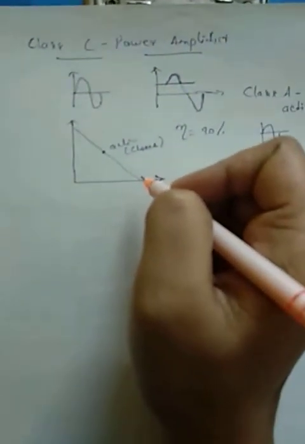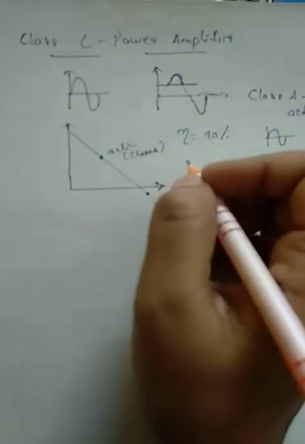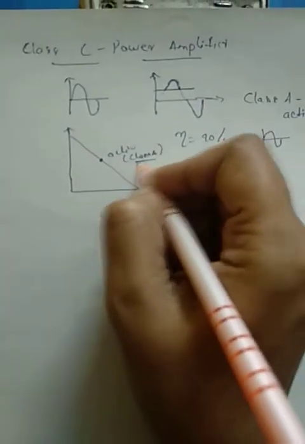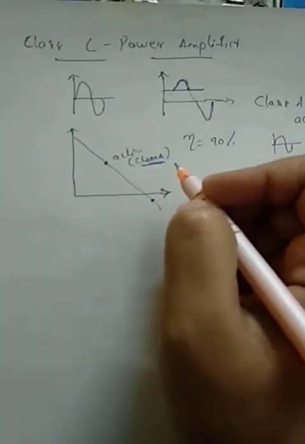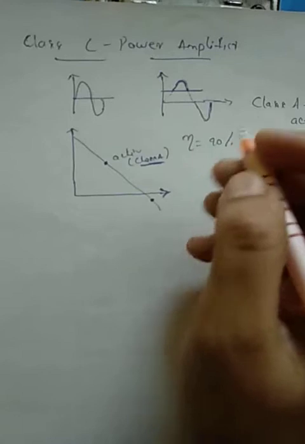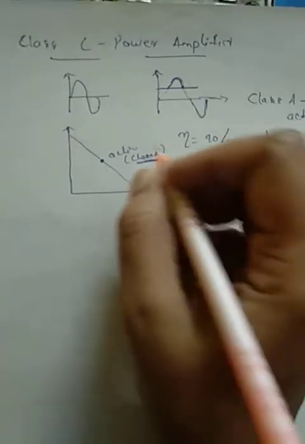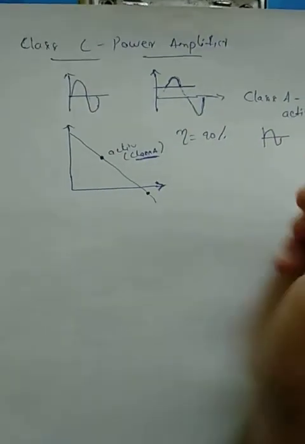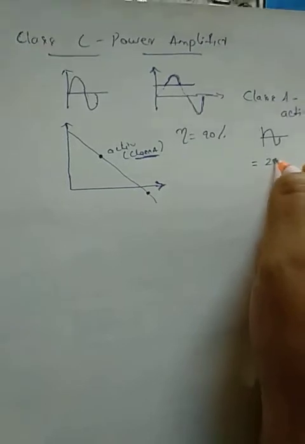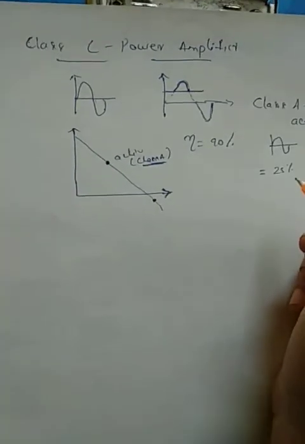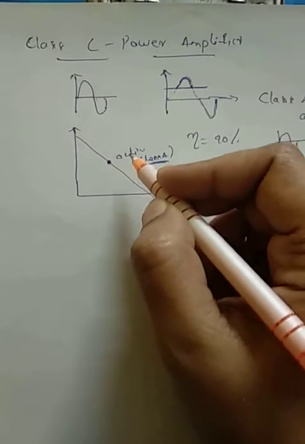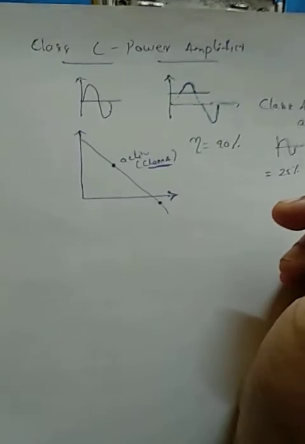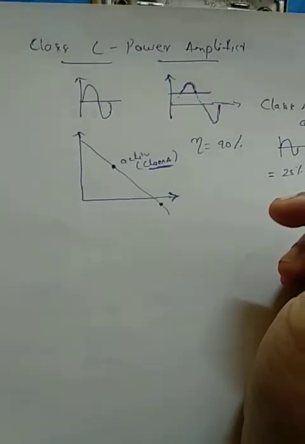In the class A amplifier, the transistor will remain on even for no input signal. Whether we have applied the input signal or not, the transistor will remain in the active region. This results in a poor efficiency of the class A power amplifier. We have proved that the efficiency of a class A amplifier is 25%. Since the transistor remains on even when no input signal is applied, the efficiency is less. To improve efficiency, the class C power amplifier is used.